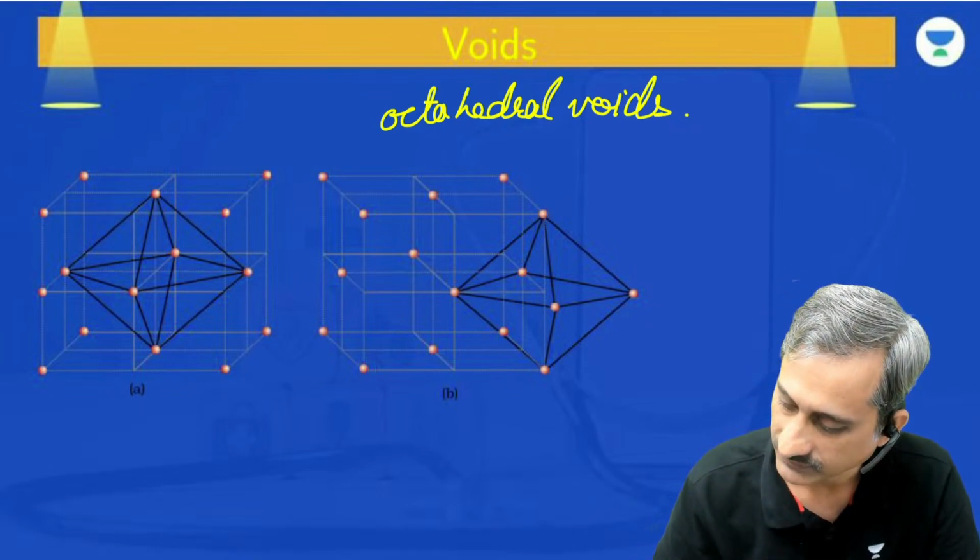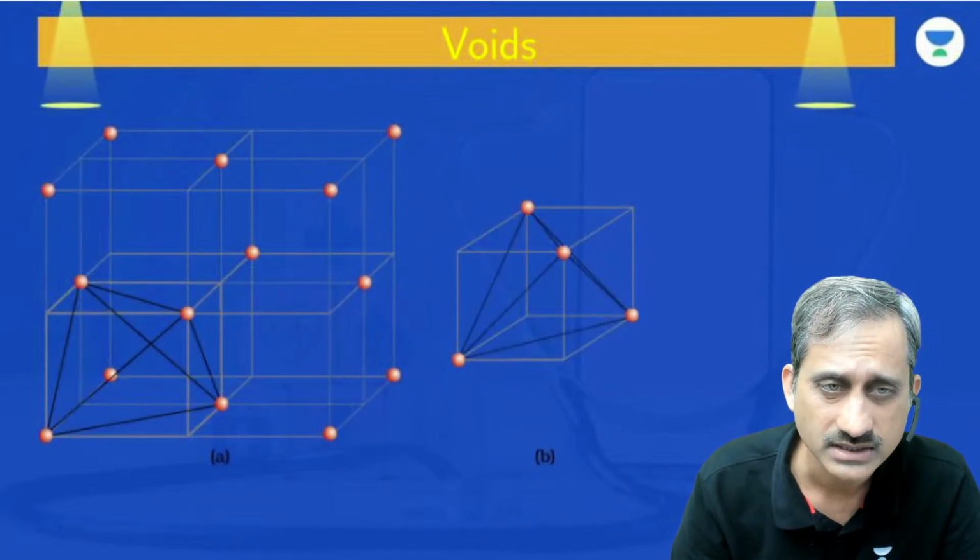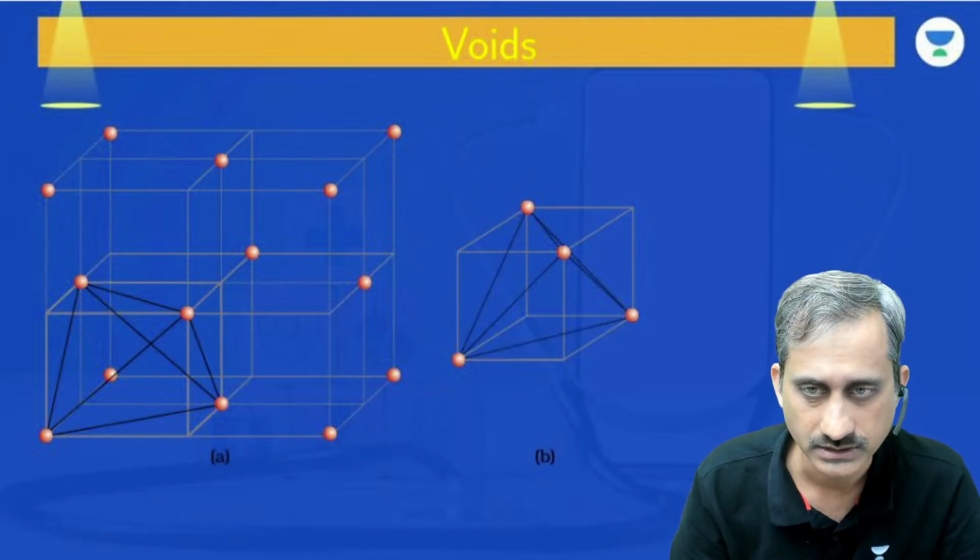Okay? So here we have the octahedral voids. Can you see them clearly? The octahedral voids. Now this is what we have as a tetrahedral void.